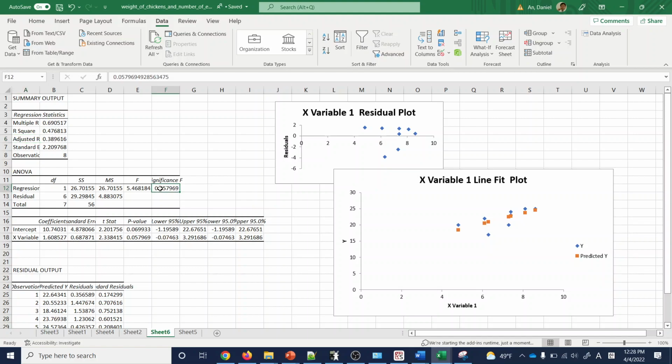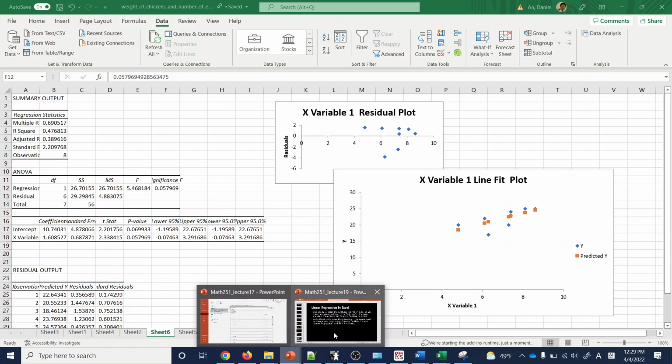At some point you get this significance, which is 0.057. That's more than the significance level 0.05. So unfortunately, there is not enough evidence to show that there's a correlation between the two things, the weight of the chickens and the number of eggs it hatches. At the significance level 0.05, we failed to show that. And you have other things, right?